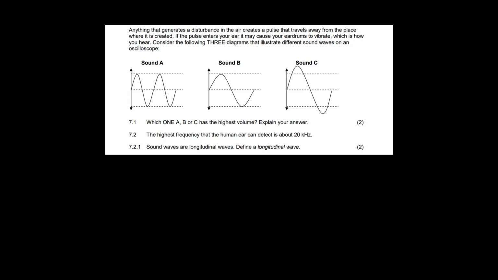Question 7.2. The highest frequency that the human ear can detect is about 20 kilohertz. Humans do not hear all sound. We can only hear up to a certain frequency of sound. For example, we cannot hear ultrasound.